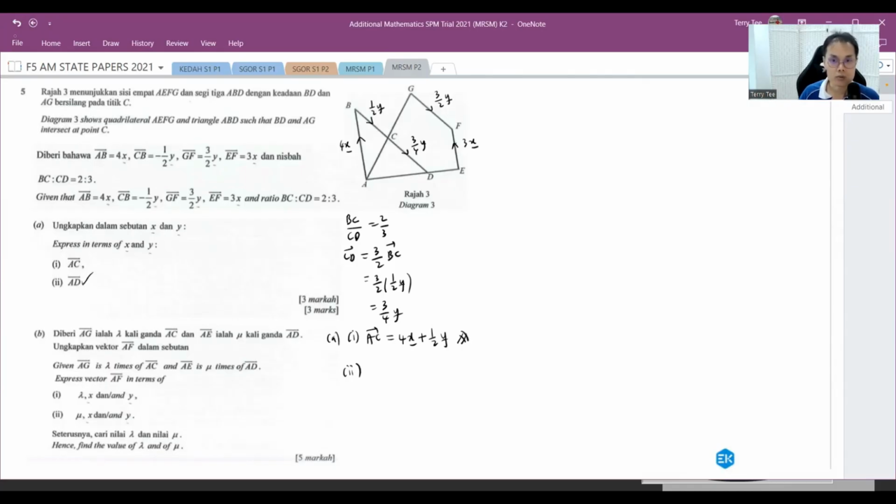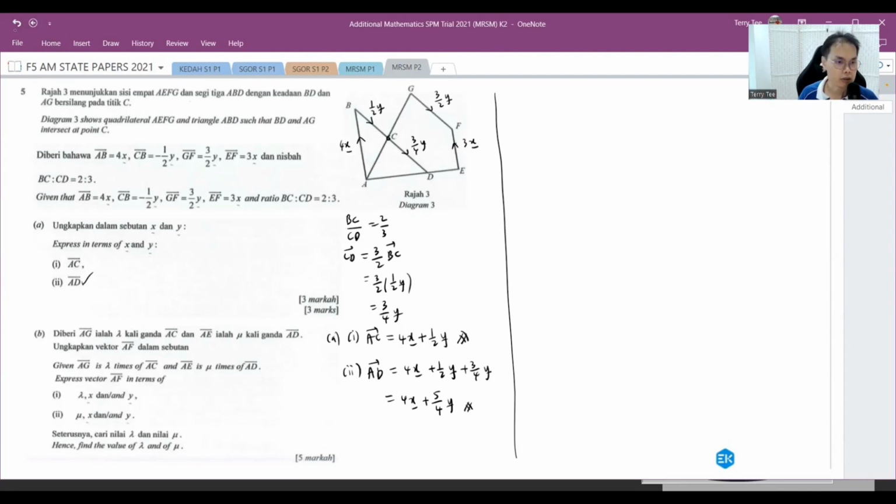Well, A to D, I can go from A to B, B to D, or you can say A to C, C to D. Since I already know my AC is this, I just have to add my CD. CD is 3 over 4y. Add 3 over 4y. So 3 over 4 plus 1 over 2 is 5 over 4. So the answer is 4x plus 5 over 4y. Yep, I got my first part done.